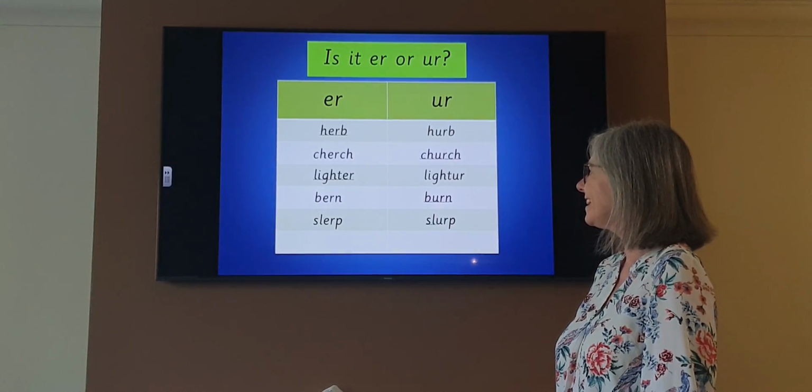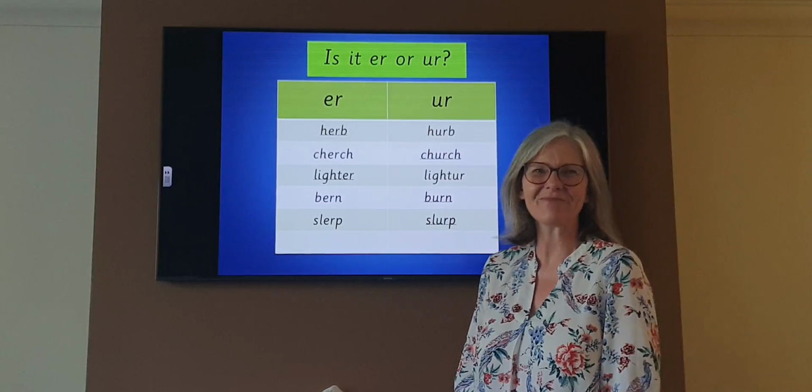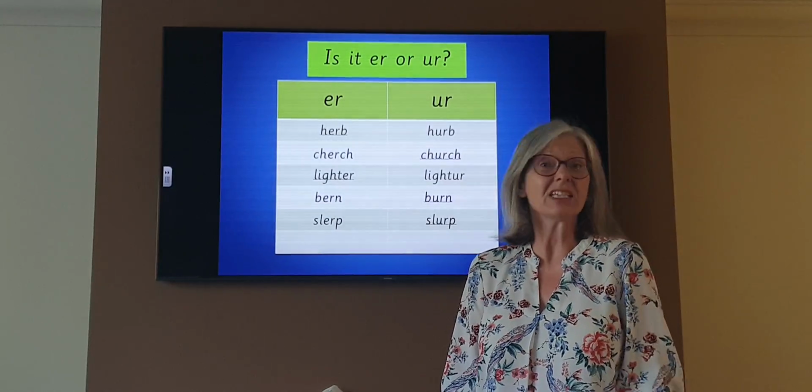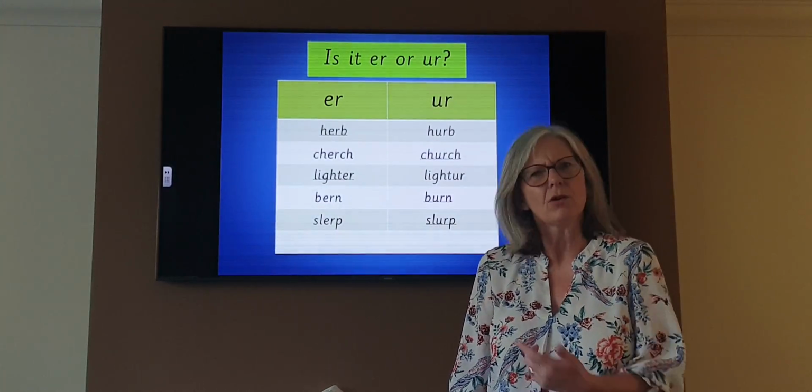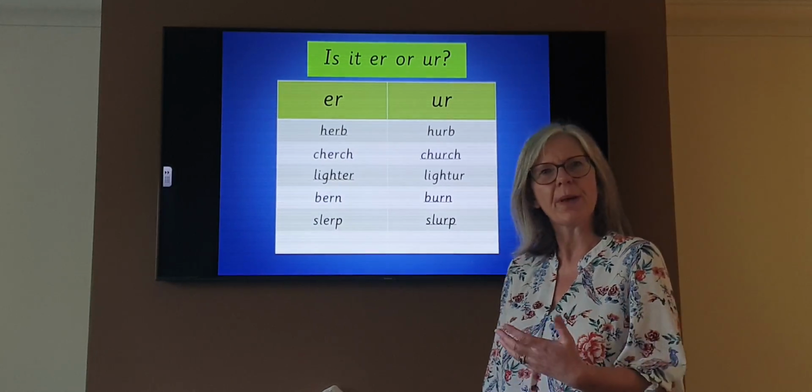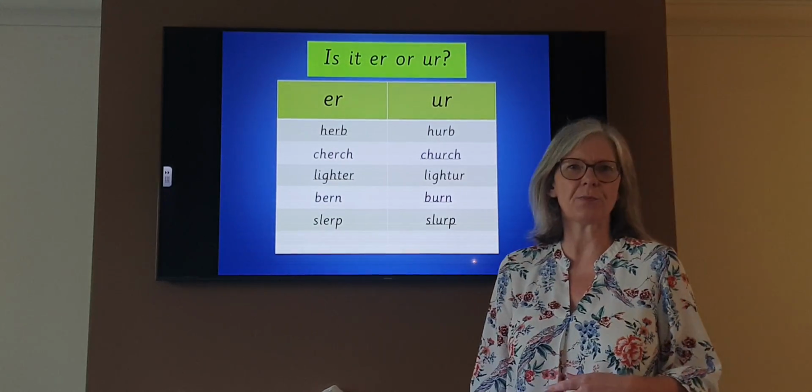Yes, it's using the UR grapheme. Well done if you got it right. Don't worry if you didn't. Write it down now. Remember, pop your sound buttons underneath to help you.